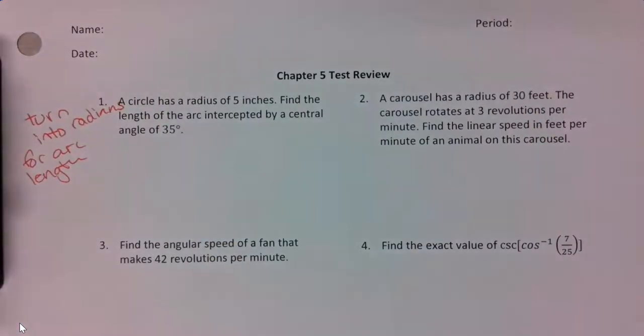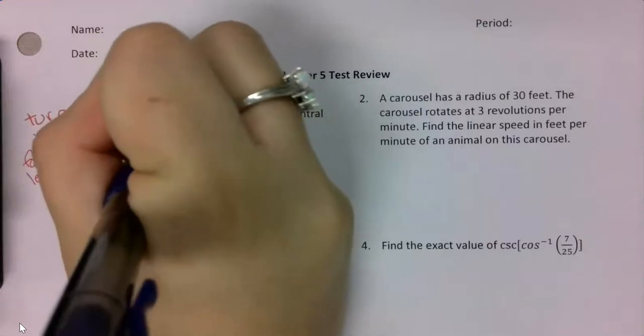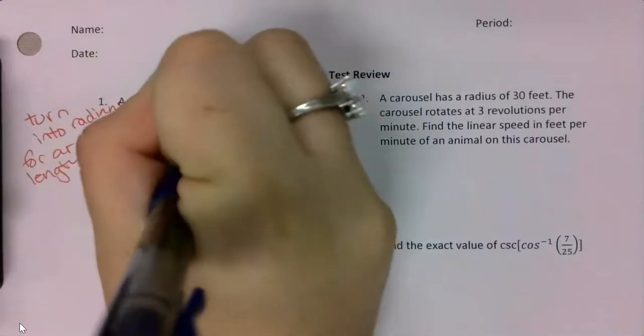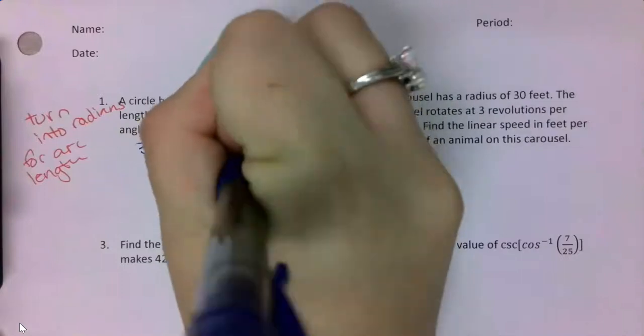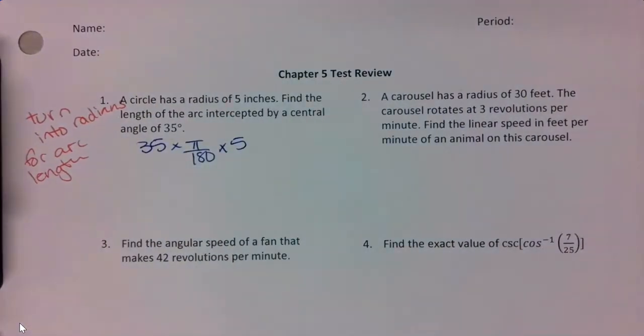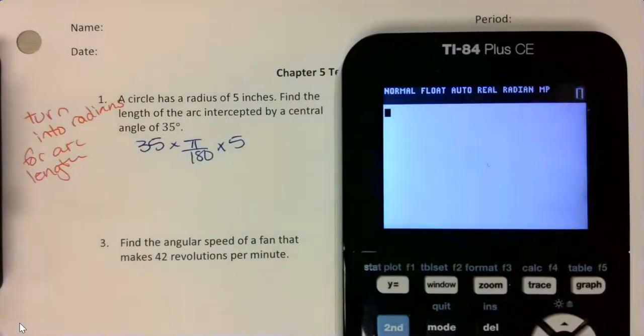So I'm going to do 35 times pi over 180, because remember the conversion to turn into radians is pi to 180 degrees. And then what I do is I multiply by the radius, which here is 5. So I'm going to type all of those things into my calculator. So I'm going to do 35 times pi divided by 180 times 5.